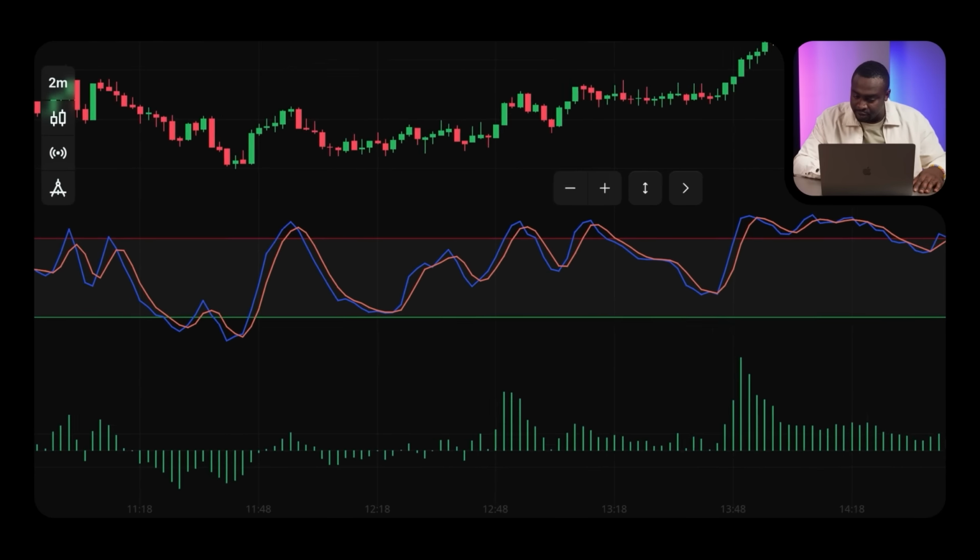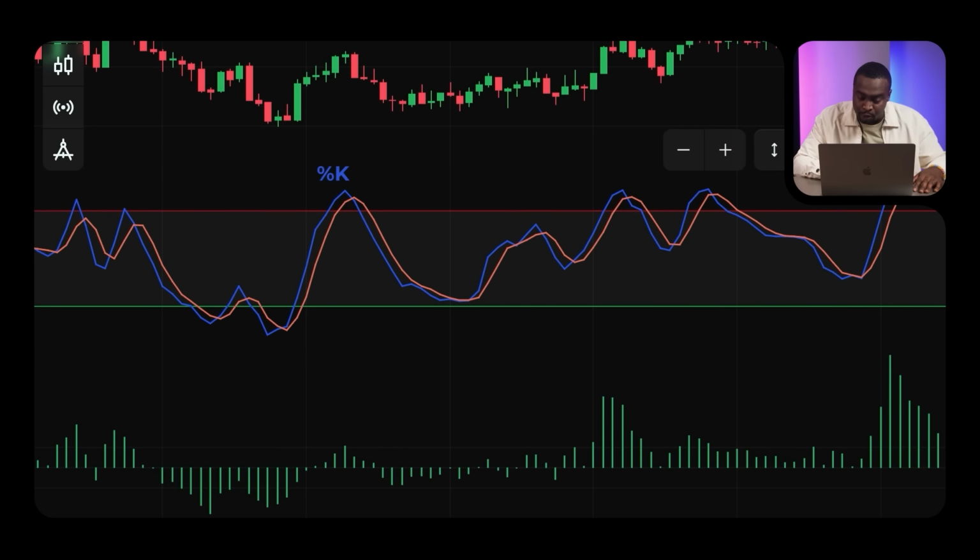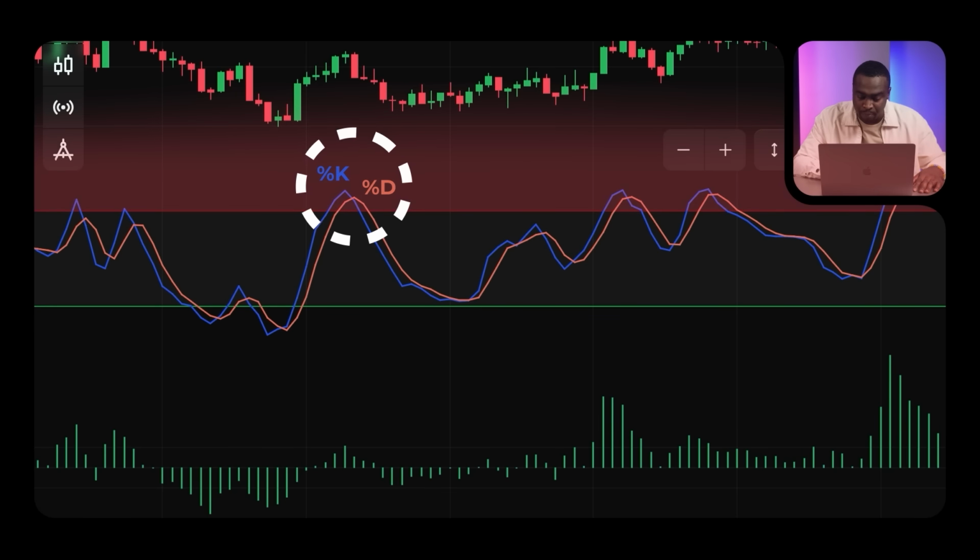For a sell signal, you wait for the CCI to cross below 0, just as we have here, which indicates that price momentum is turning negative. Then you look out for the stochastic percentage K crossing below percentage D when both are above 80 and coming out of the overbought zone.